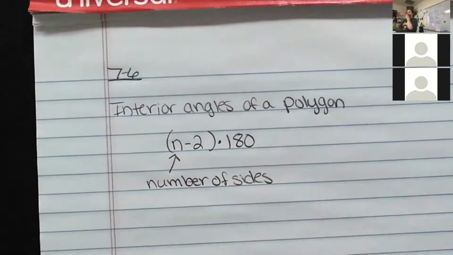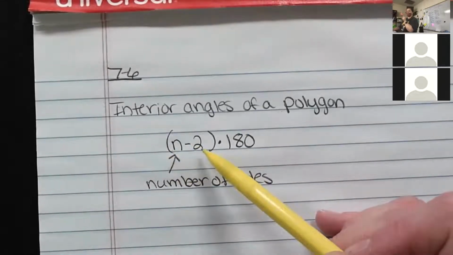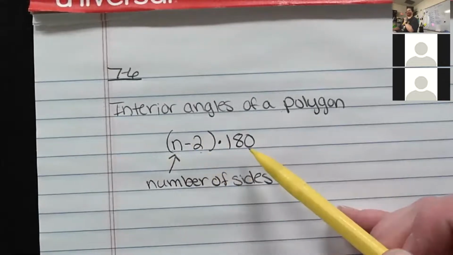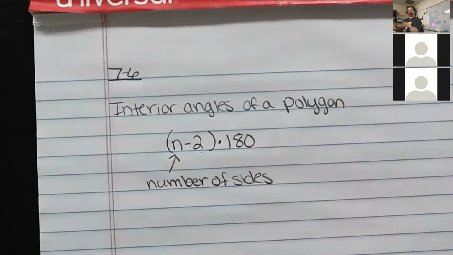So let's take something we know. We know for a fact that a triangle has 180 degrees. Well, how many sides does a triangle have? 3. So let's make sure that this formula works. 3 minus 2 is 1. What is 1 times 180? 180. Did it work? Yeah. So it's going to work for all of them.